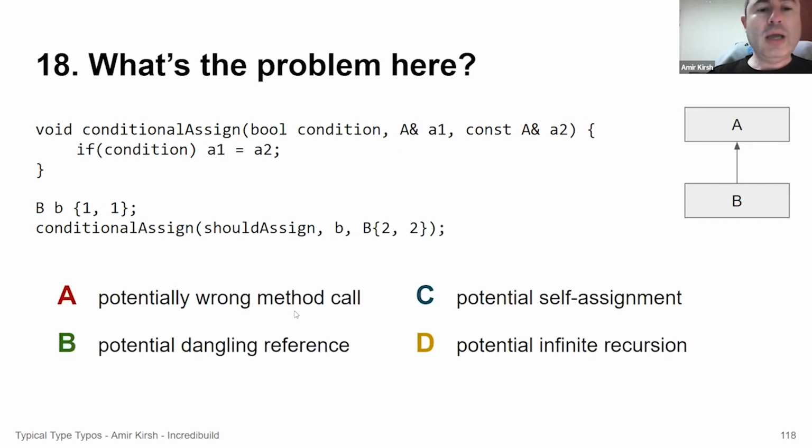What's the problem? And the answers are: potentially wrong method call. Oh, you would not call the one that you want. Why? Or potentially dangling reference, or potential self-assignment, or potential infinite recursion. What's the problem?